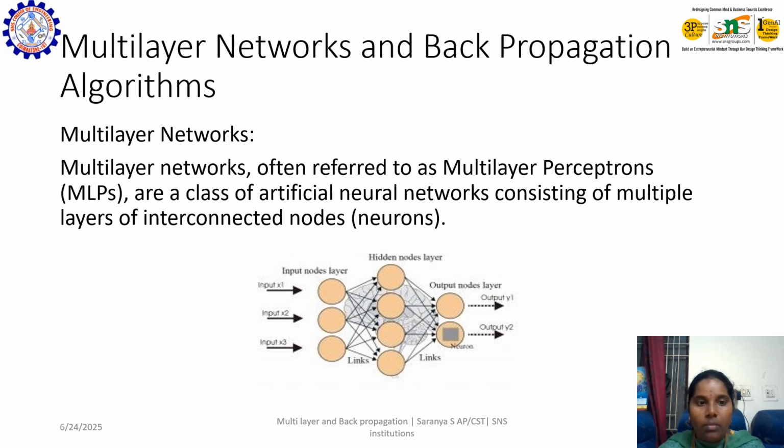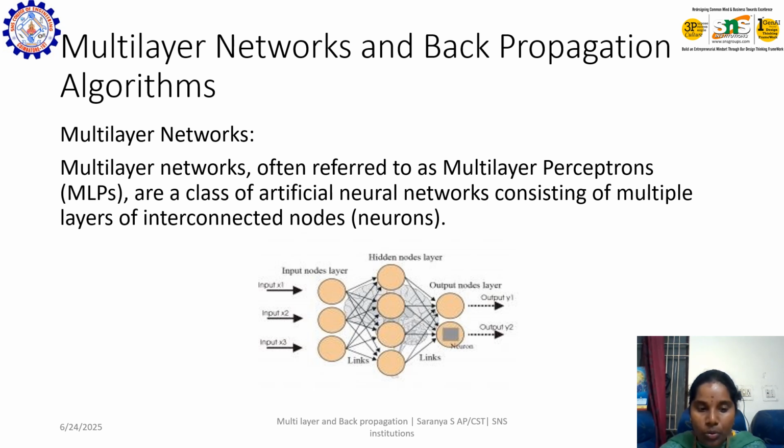The first topic is multi-layer networks. A multi-layer network is often referred to as a multi-layer perceptron, which is a class of artificial neural networks. It consists of multiple layers of interconnected nodes, that means neurons. These networks are fully connected, meaning each neuron in one layer is connected to every neuron in the next layer.